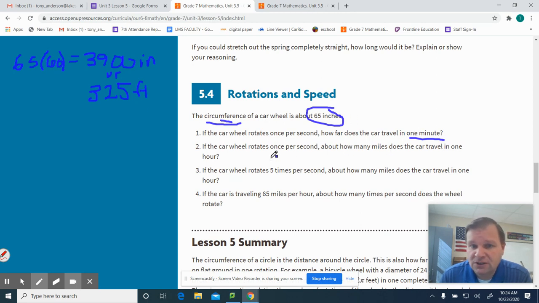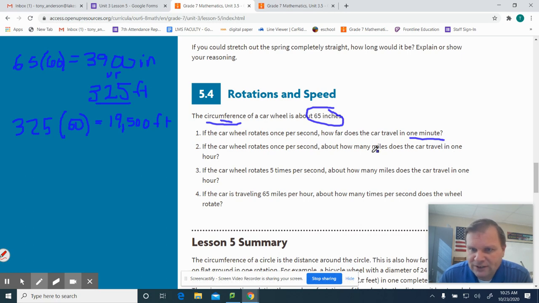Question number 2 says, if it still rotates once per second, how many miles does the car travel in 1 hour? Well, we're going to have to take that 325 and multiply that by 60 because there's 60 minutes in an hour. And that's going to give us about 19,500, and that's in feet because I use the feet from up here.